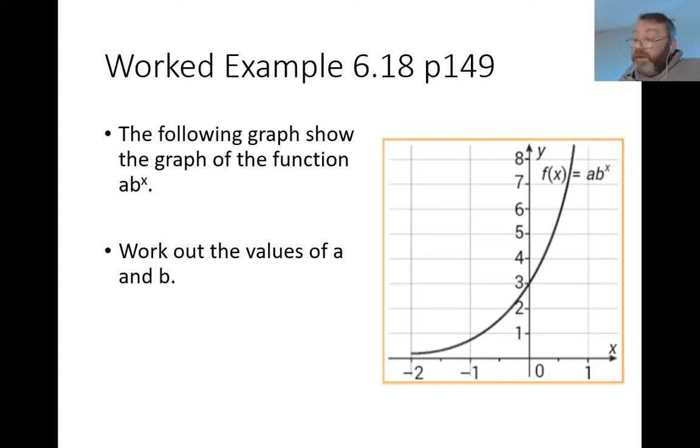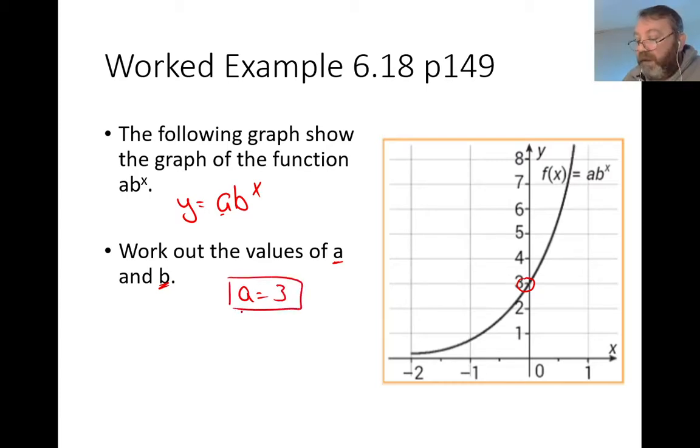Another one, page 149, worked example 6.18. The following shows the graph of the function a, b to the x. Work out the values of a and b. I did this example already, but I'm going to do it here again. So here's all I know. It's y equals ab to the x. The question says work out the value of a and the value of b. But here's what we know. The value of a is automatically the number that the exponential graph goes through on the y-axis. So immediately I can see here that a is equal to 3.